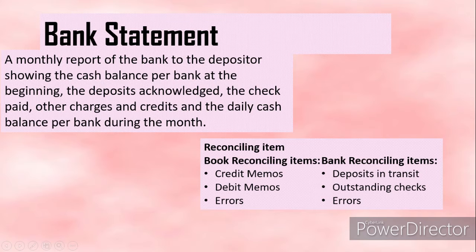Nagkakaroon ng bank reconciliation kapag hindi equal ang balance per book at balance per bank. So, sa paggawa ng bank reconciliation, dapat natin i-consider lahat ng reconciling items. Sa book reconciling items, meron tayong credit memos, debit memos, and errors. Sa bank reconciling items naman, meron tayong deposit in transit, outstanding checks, and errors. So, hindi maiiwasan na magkaroon ng errors ang bawat balance statements.